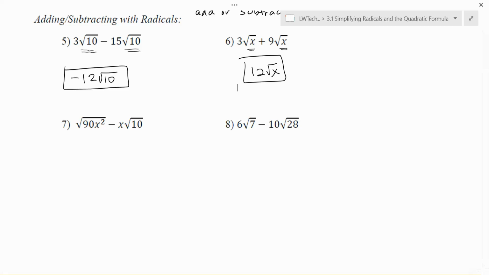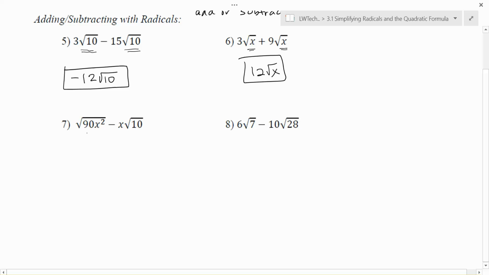All right. When we come down here to problem number 7, I get a little bit concerned. Notice here I have the square root of 90x squared minus x times the square root of 10. What am I going to do in this problem? Right now, I have completely different things inside each of the radicals, so it seems like I would be stuck. Before you completely and officially declare yourself done with the problem, however, make sure that the square roots are in their completely simplified form, because sometimes when you simplify them, you will end up with values that you can actually combine together. And I think we'll find that's what happens here.